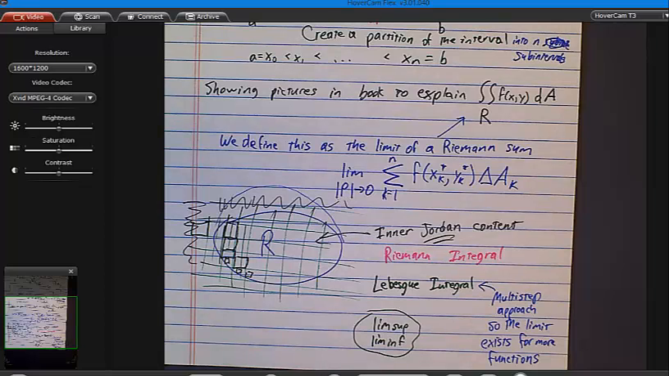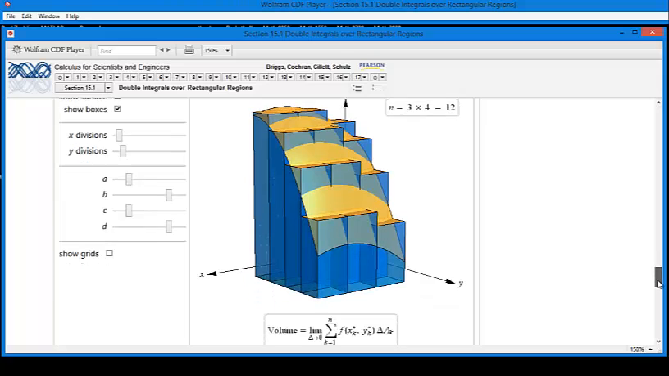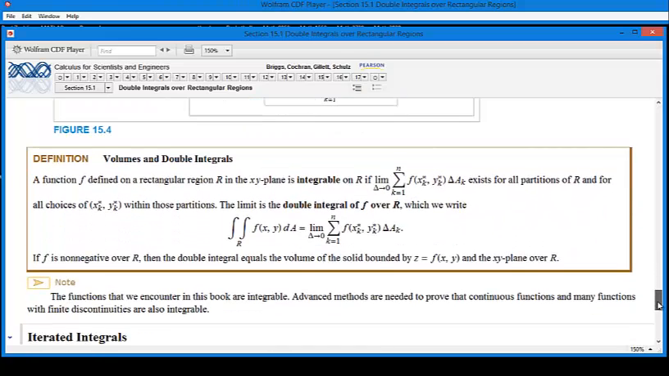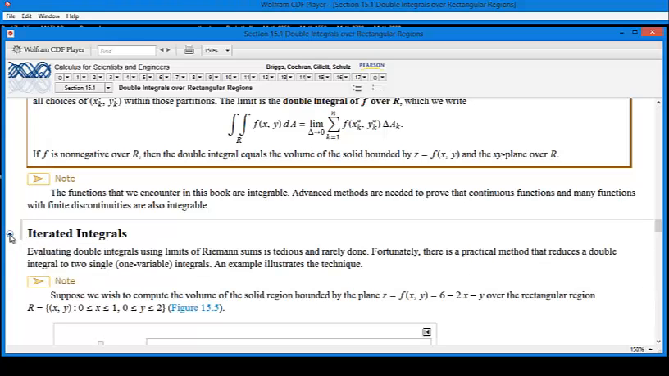Okay, back to our program, guys. What are we going to do with this? We're going to be solving integrals, again, not as limits of Riemann sums, but by iteration. Iterated integrals. I love this sentence. Fortunately, there is a practical method that reduces double integrals to one variable integrals. You kind of do things a step at a time. Okay? And the example I picked today is this one.